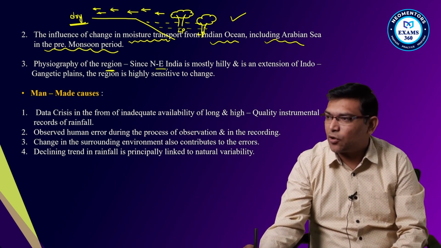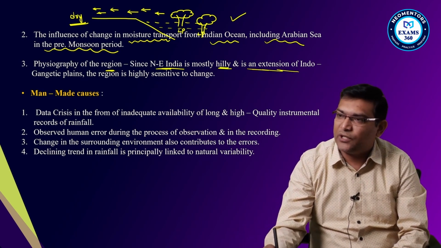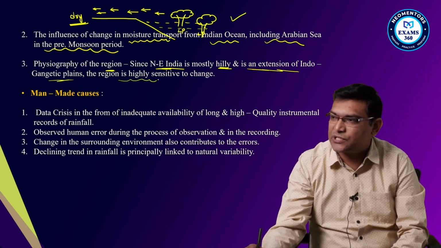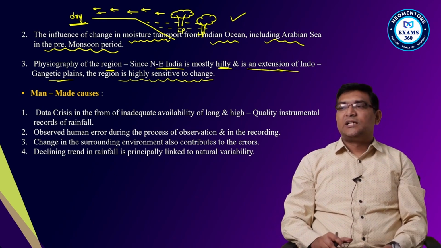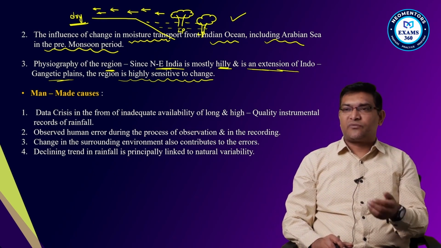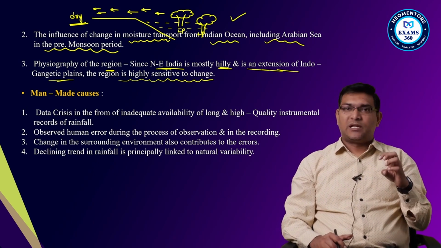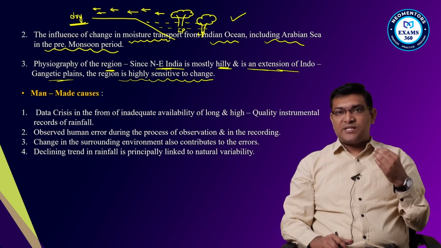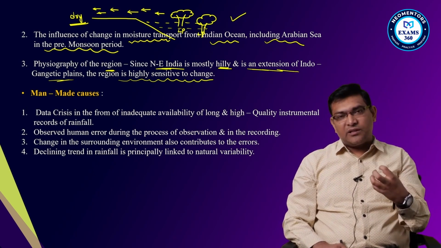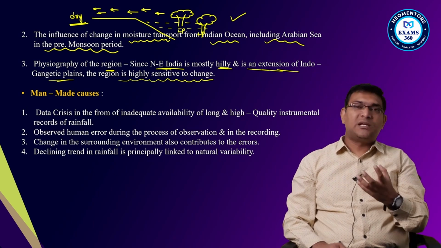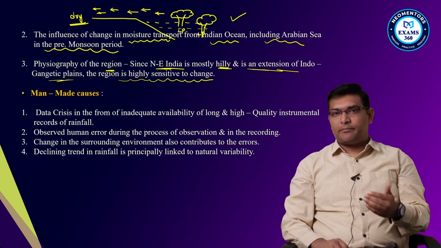That is, since Northeast India is mostly hilly and is an extension of the Indo-Gangetic plain, the region is highly sensitive to changes. Because of this physiography, these changes are taking place. We all know that there is a funnel type of structure, and through this funnel the winds have to enter and pass through to the other side. As they move in the funnel structure, there will be topsy-turvy, and as there is topsy-turvy, more rainfall occurs in this area.